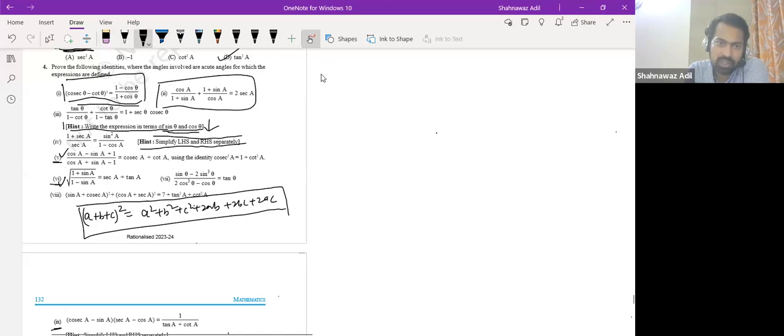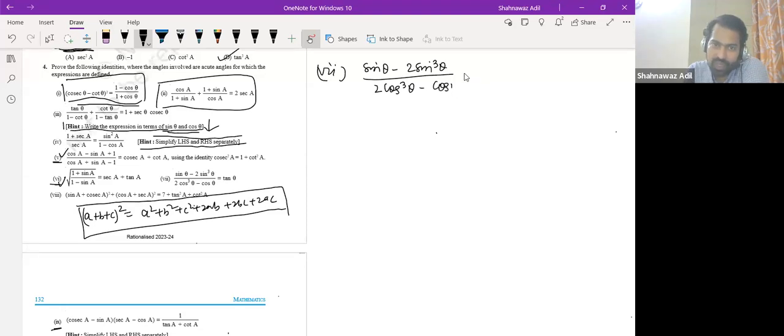Okay. So the seventh problem. Sine theta minus 2 sine cube theta, and then we have 2 cos cube theta minus cos theta, and this is equal to tan theta. Right? So we can see that we can only simplify the LHS. So seeing the numerator, what can you say about the numerator, Amira?